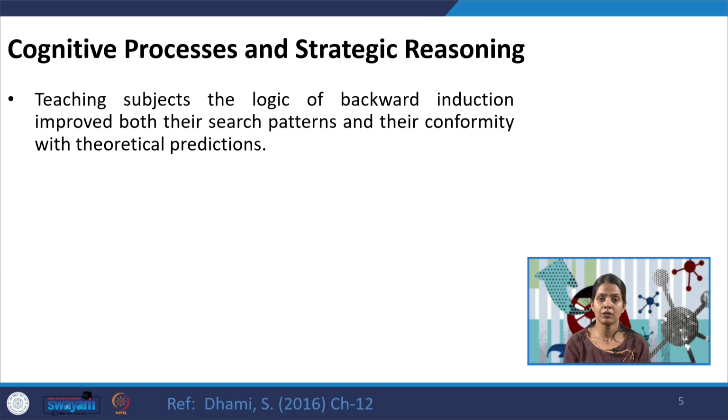People, due to bounded rationality, are not able to always follow the best thing, do the best thing possible. So, if they are told and explained about the process of backward induction, they apply it, and then the outcome is probably much closer to the one predicted by classical game theory.